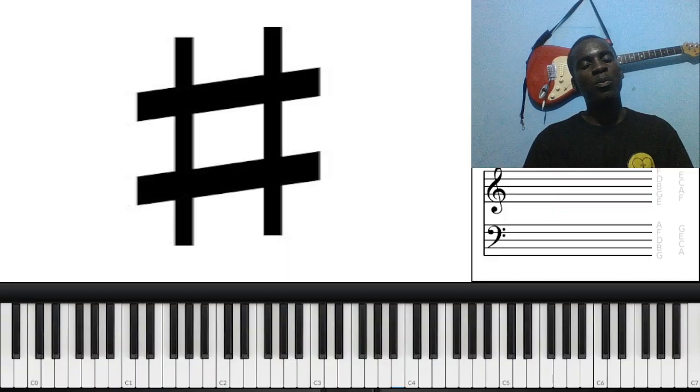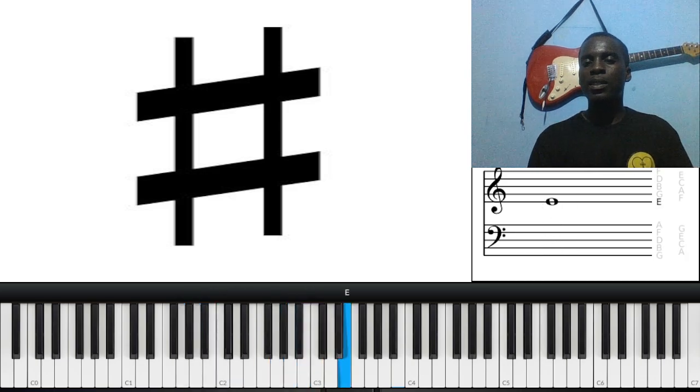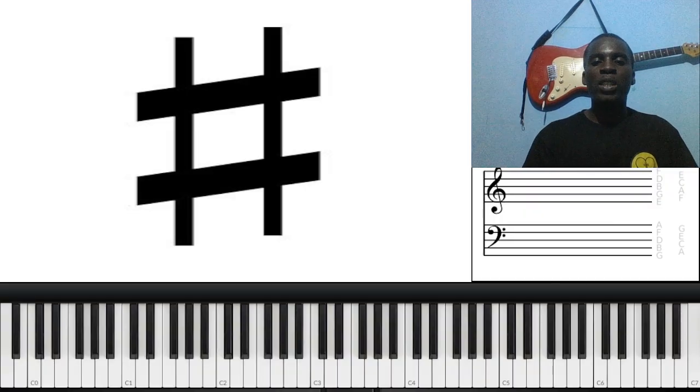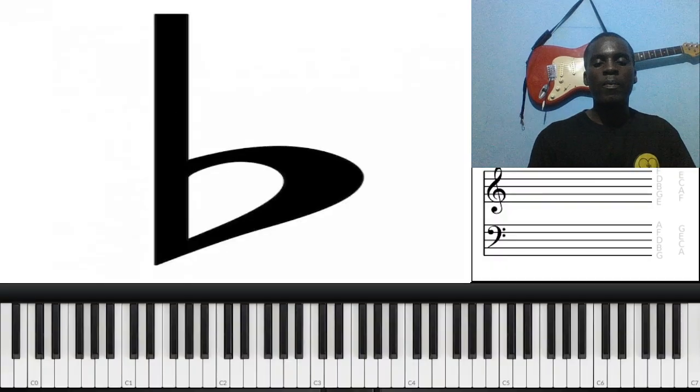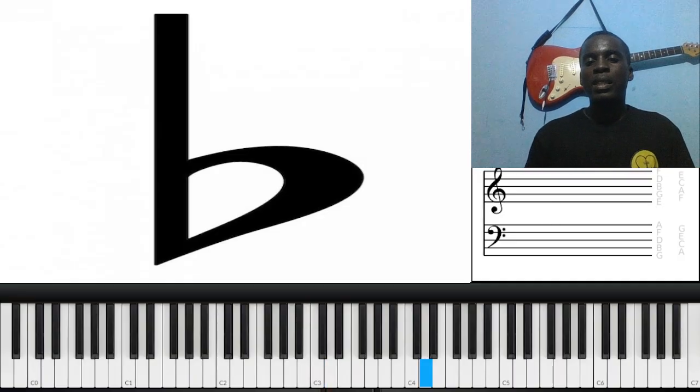On the piano, when we talk of sharp, it means moving from the left side to the right side, okay? And moving from the left side to the right side is called sharp movements. Then the next symbol or terminology I'm going to talk about is flat. And flat is the opposite of sharp. That's moving from the right side to the left side.